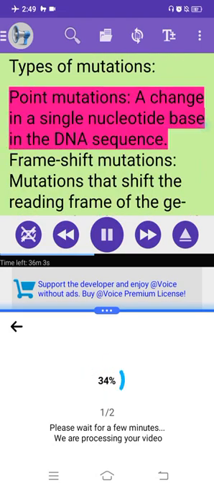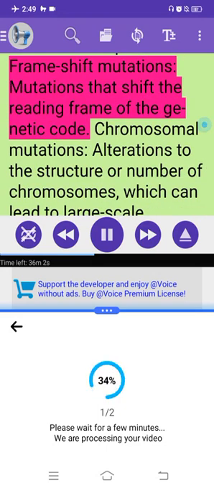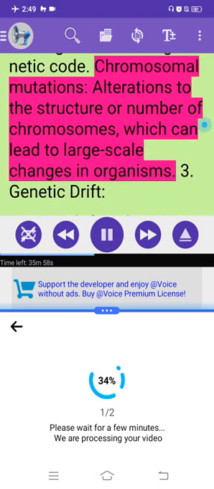Types of mutations. Point mutations, a change in a single nucleotide base in the DNA sequence. Frameshift mutations, mutations that shift the reading frame of the genetic code. Chromosomal mutations, alterations to the structure or number of chromosomes, which can lead to large-scale changes in organisms.